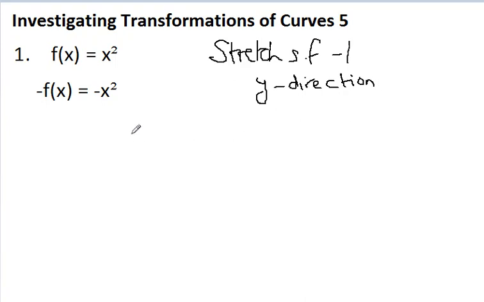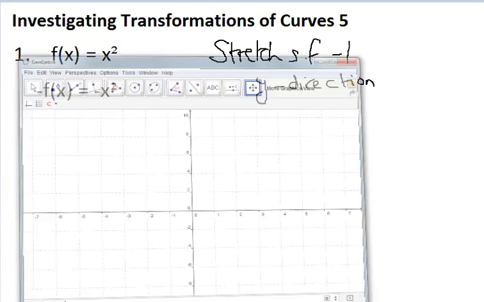So what should happen here when we go to look to see what's happened graphically is that the y parts of the coordinates should be multiplied by minus 1, and the x parts of the coordinates should remain unchanged. So let's just check that out and see if that actually happens.